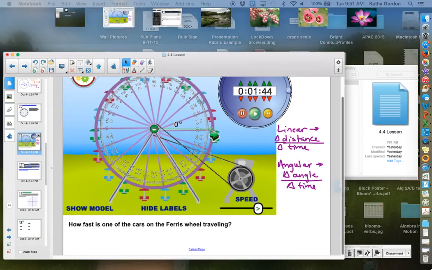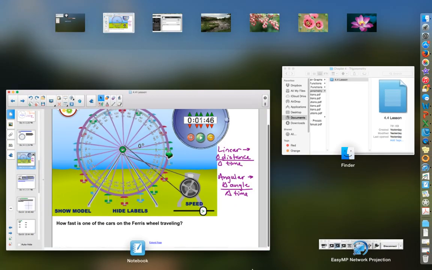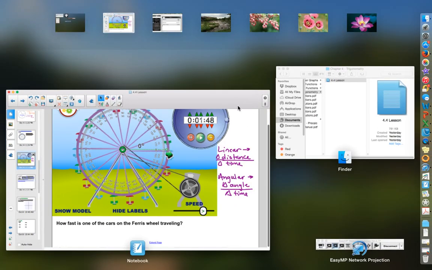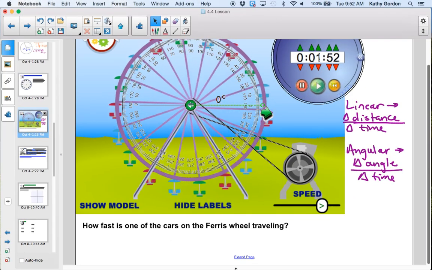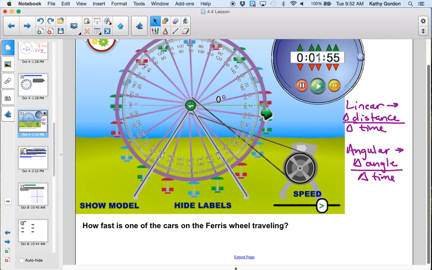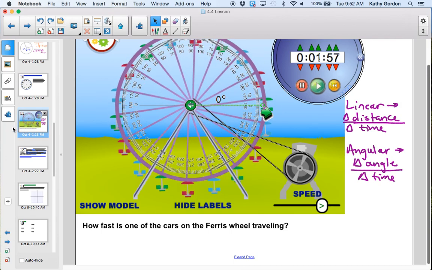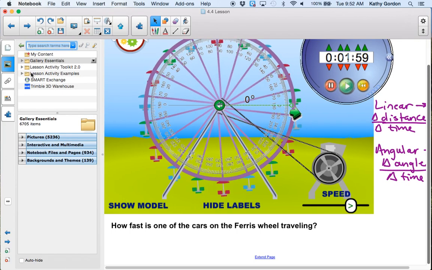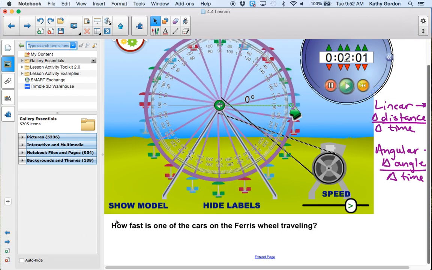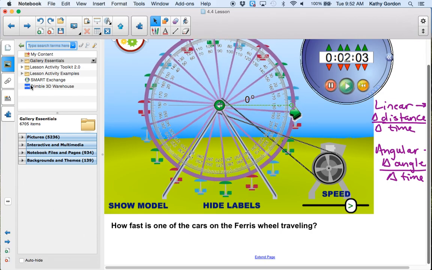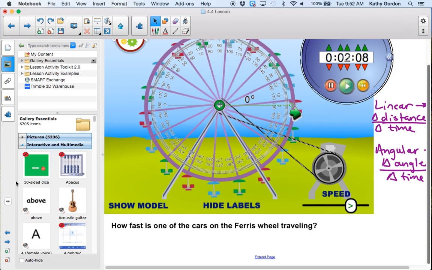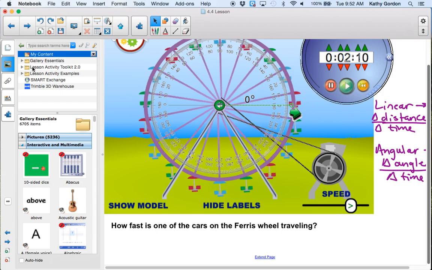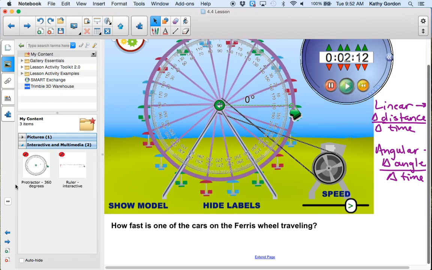So the next question is, how far did your car travel in that amount of time? Okay, so here, we're doing it actually for this model, not for an actual Ferris wheel at the moment. So let me get my guitar. There we go.